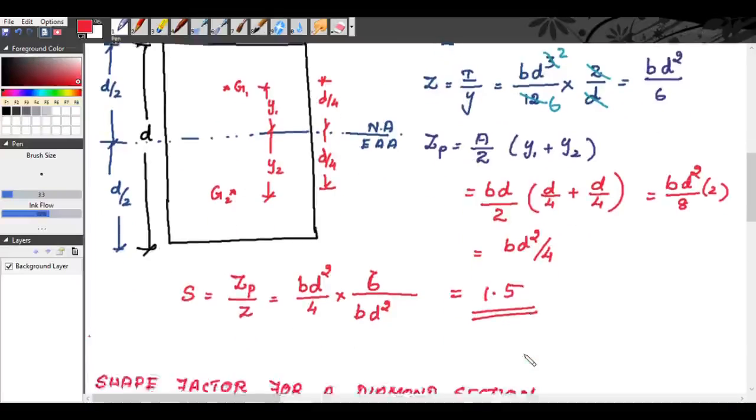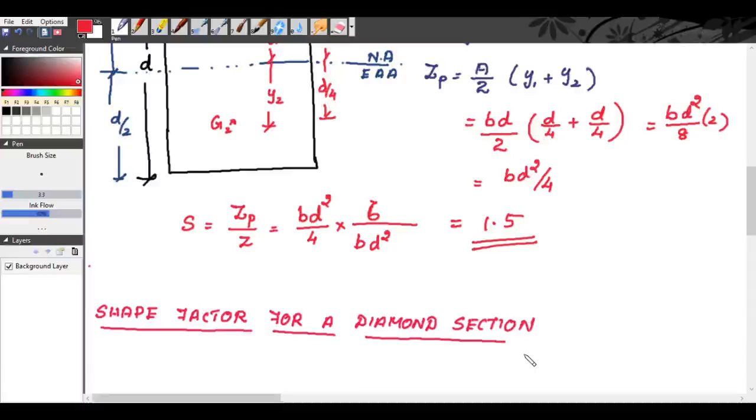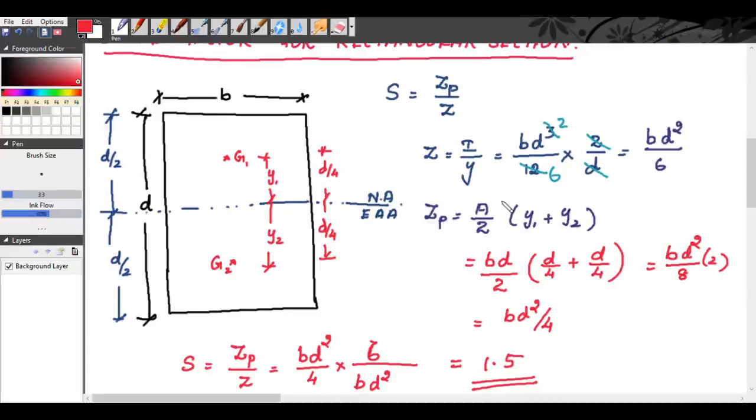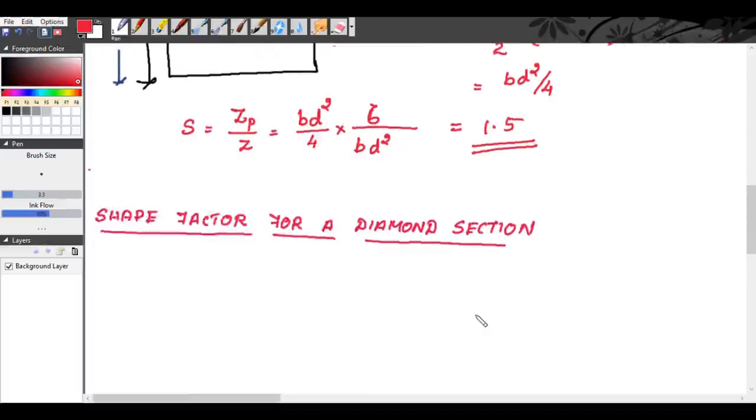So remember the value, shape factor for a rectangular section is 1.5. See this number, this value you have to learn by heart. You should know how to derive, and also you should know what is the exact value. Okay, 1.5. So shape factor for a rectangular section is 1.5. So very simple.